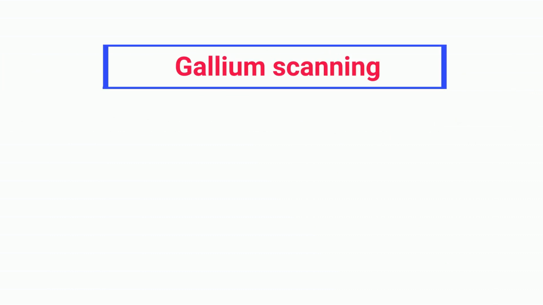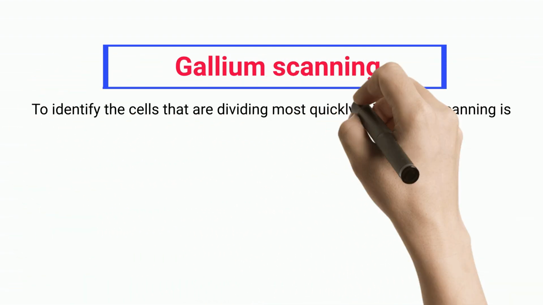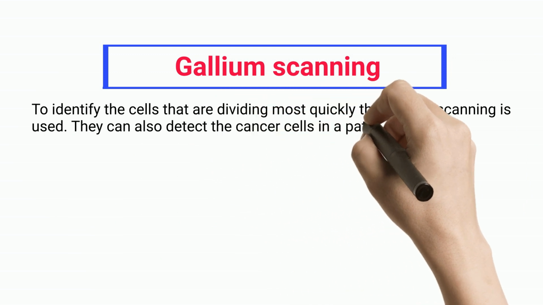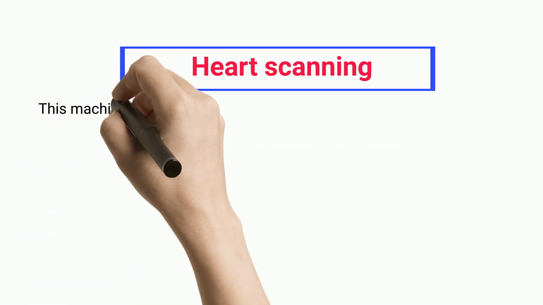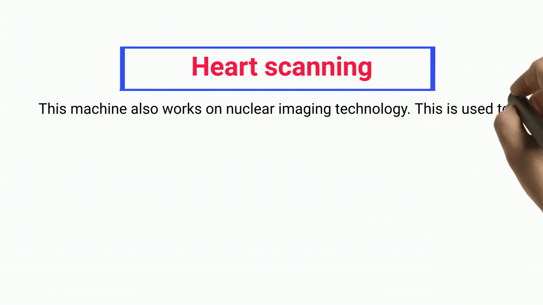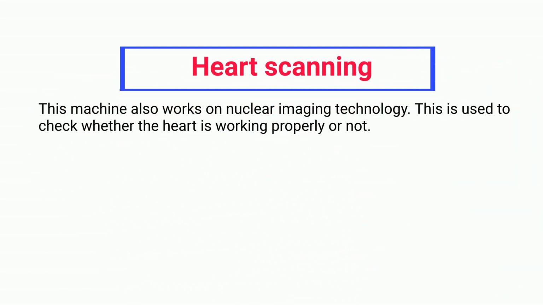Gallium scanning. To identify the cells that are dividing most quickly, this type of scanning is used. They can also detect the cancer cells in a patient's body. Heart scanning. This machine also works on nuclear imaging technology. This is used to check whether the heart is working properly or not.